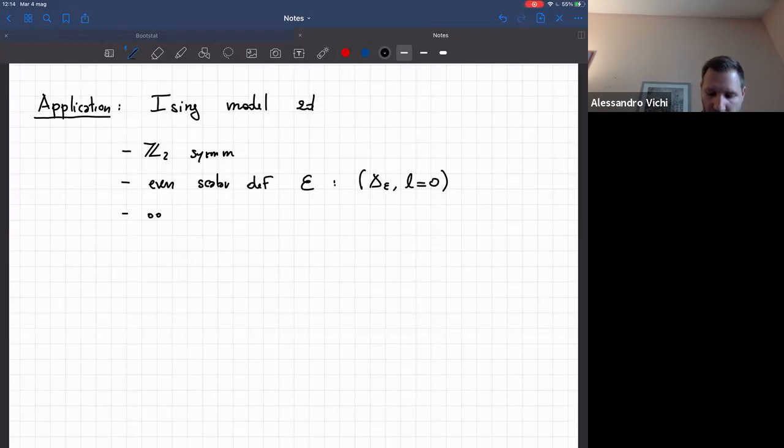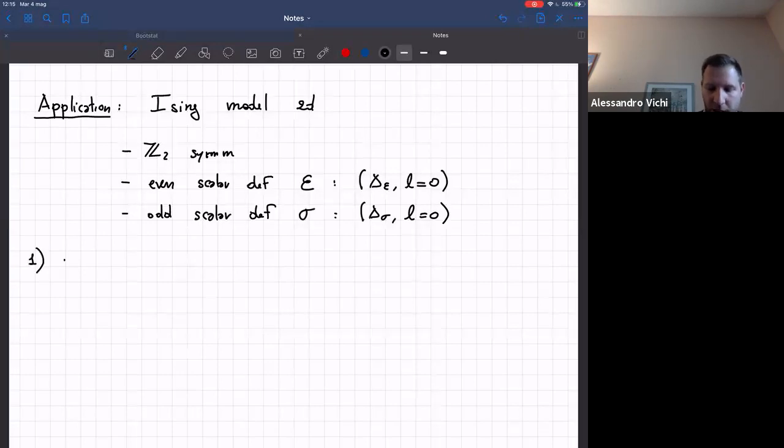There is also an odd scalar deformation that you can add to the action, and also will drive you out of the fixed point. And then we call it sigma with dimension delta sigma and spin zero. And the parameter associated to this deformation is the magnetic field. So now we can try to play the game that I just discussed. Okay.